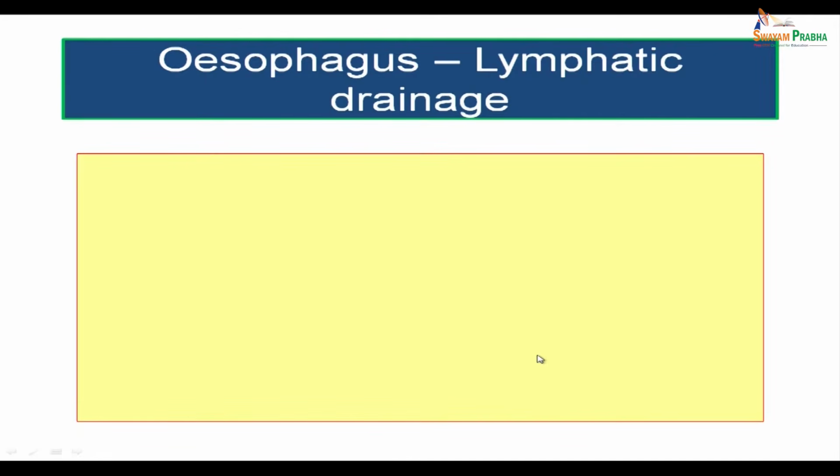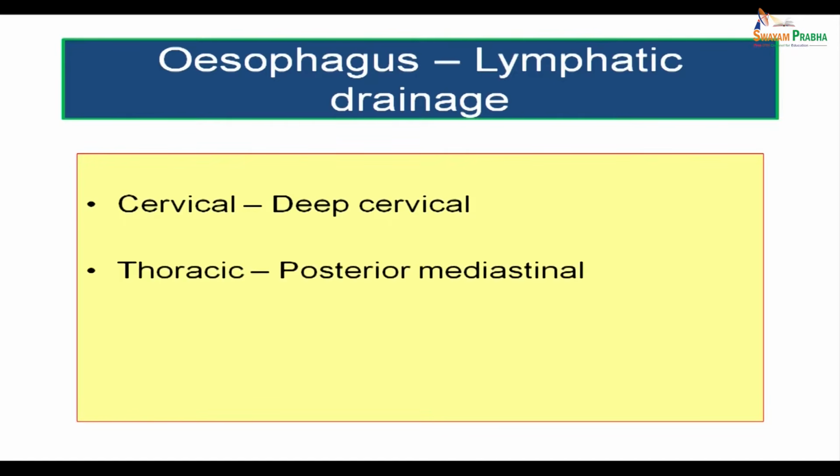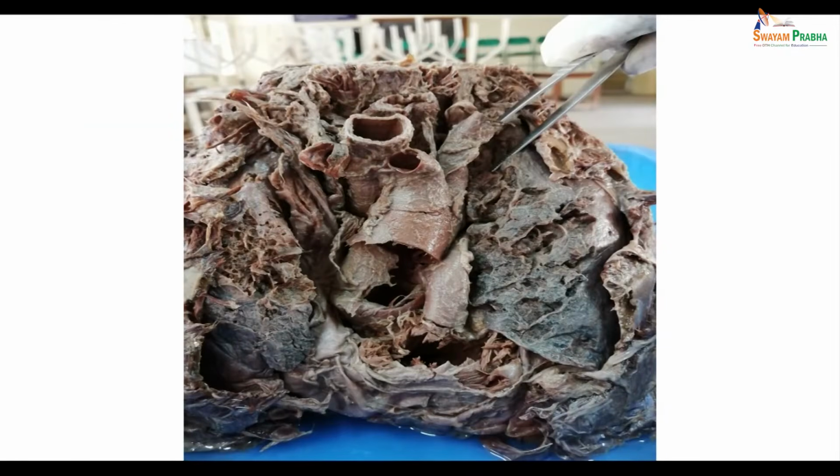Now, let us look at the lymphatic drainage of the esophagus. The cervical part of the esophagus drains into deep cervical lymph nodes, the thoracic part into the posterior mediastinal lymph nodes, and lastly, the abdominal part drains into the left gastric lymph nodes.